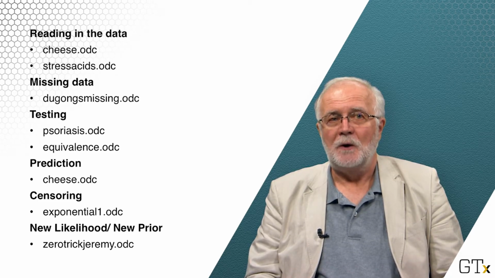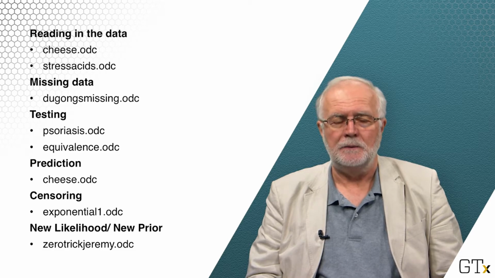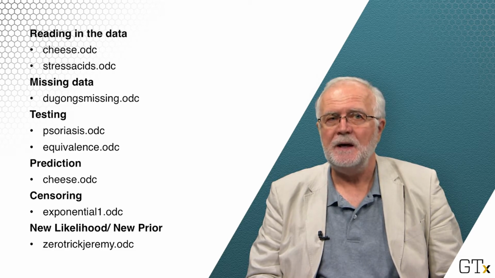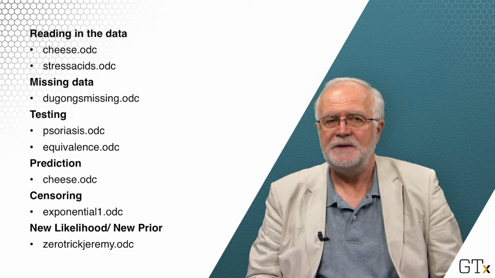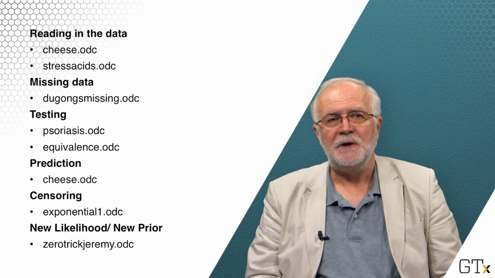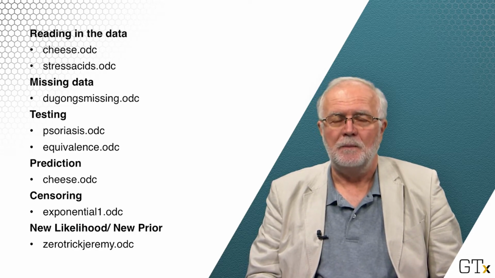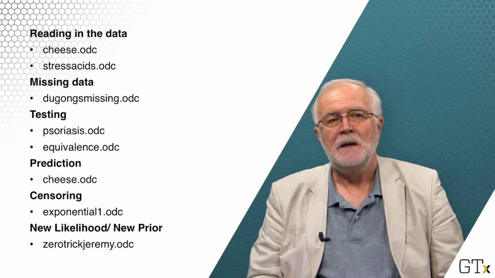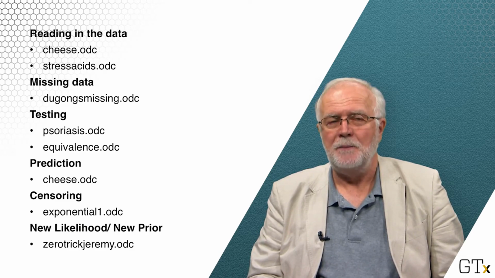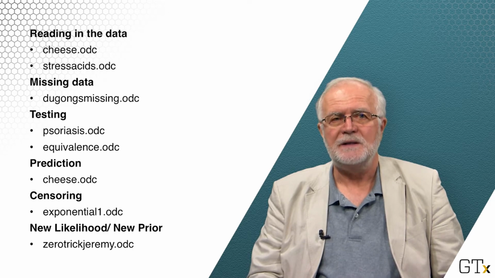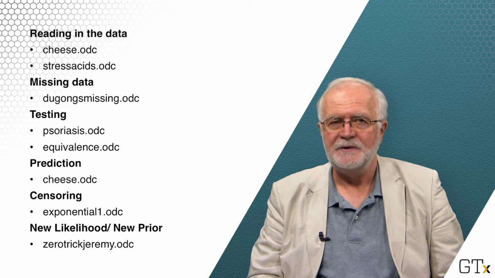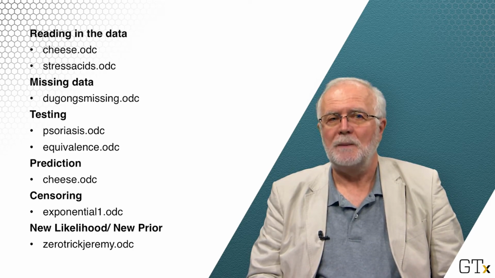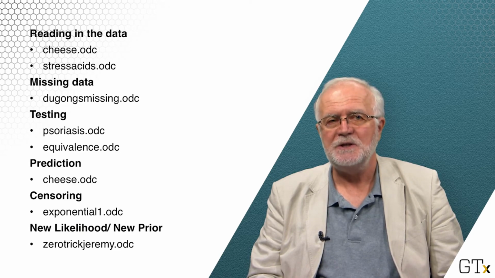We are going to talk about how to read data in Vimbugs by examples: cheese, Odyssey, and stressacids Odyssey. We are going to talk about how to deal with missing data by dissecting the Dugongs missing Odyssey dataset code. We are going to talk about how to test hypotheses in Bayesian fashion by examples psoriasis and equivalence, Odyssey. We are going to talk about prediction, how to predict new observations, returning back to cheese again.